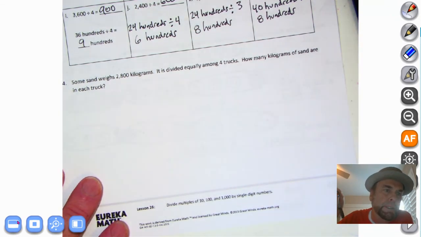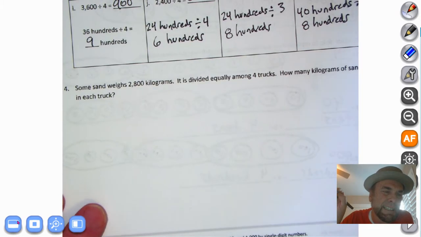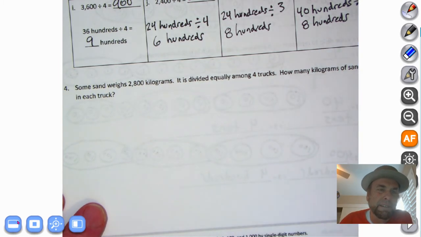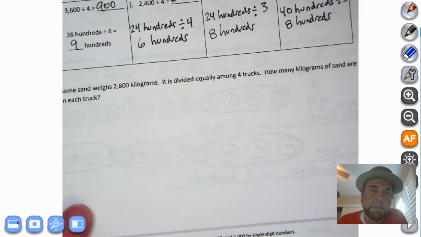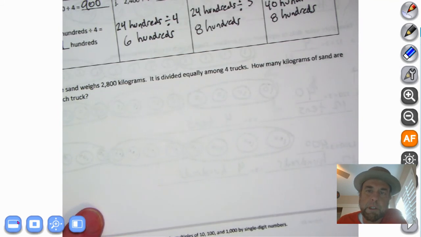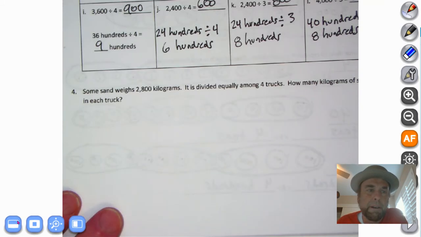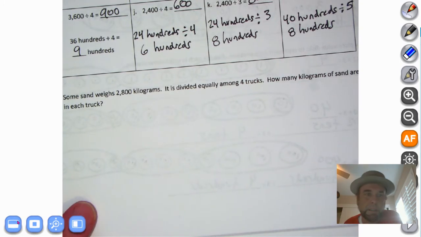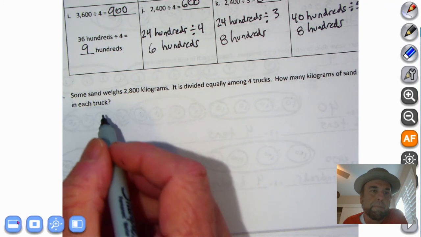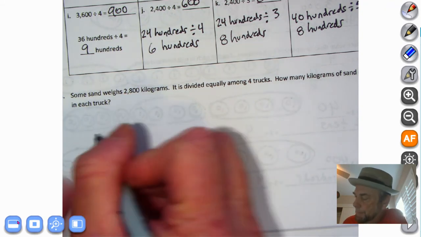Let's read our last one. Some sand weighs 2,800 kilograms. It is divided equally among 4 trucks. Okay, so we're doing a construction job. How many kilograms of sand are in each truck? Well, let's just think about this. So we have 4 trucks.